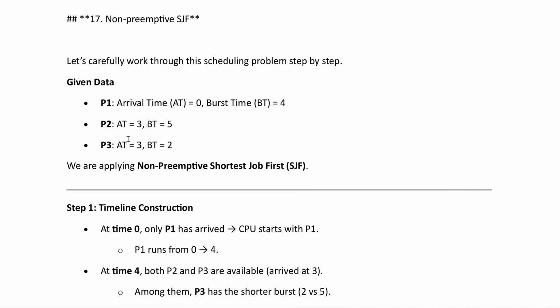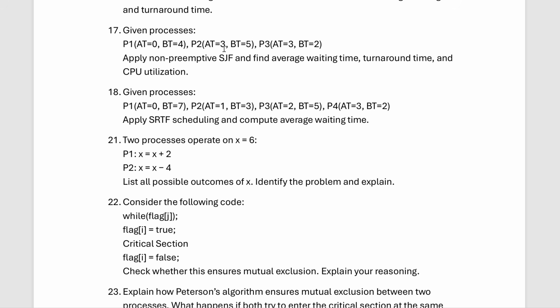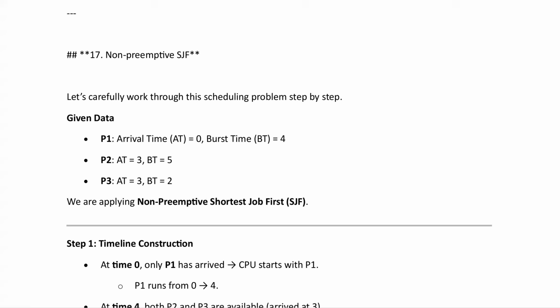Now we can jump to question number 17. Question number 17 says that again we are given three processes, with their arrival time and burst time. Now we have to apply non-preemptive scheduling. Always remember that the non-preemptive scheduling algorithm is shortest job first, that is SJF. The preemptive version of this is known as SRTF, shortest remaining time first CPU scheduling algorithm. So in this case, we have to apply non-preemptive shortest job first. Again, we have to compute average waiting time, turnaround time, and CPU utilization. So it is very simple for us.